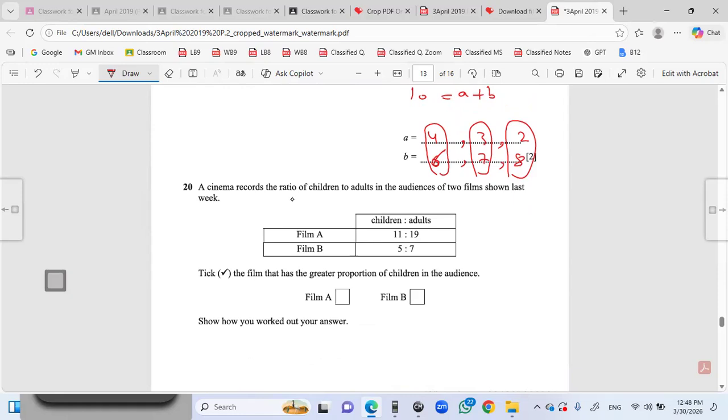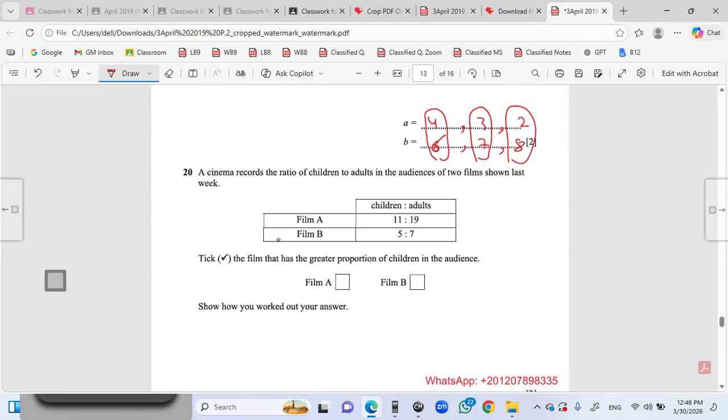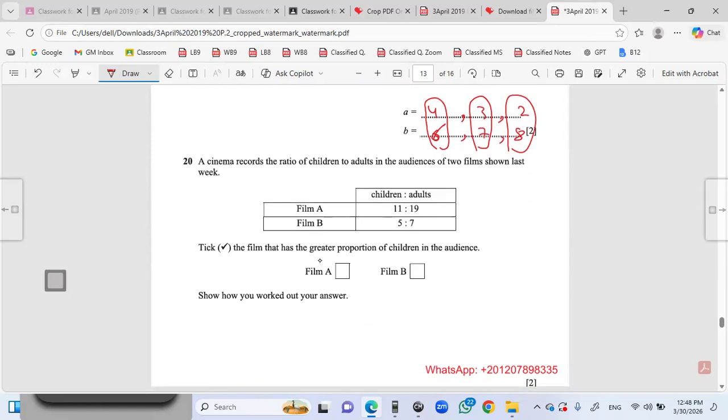A cinema records the ratio of children to adults in the audiences of two films shown last week. Film A, children to adults, 11 to 19. Film B, 5 to 7. Tick the film that has the greater proportion of children in the audience. Greater proportion of the children. So here it means children over the total. So here this one is 11. So film A, show your work.